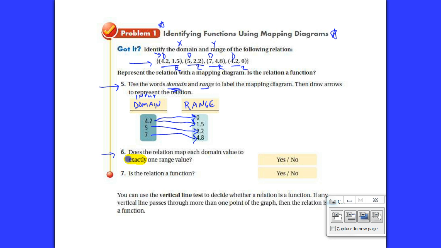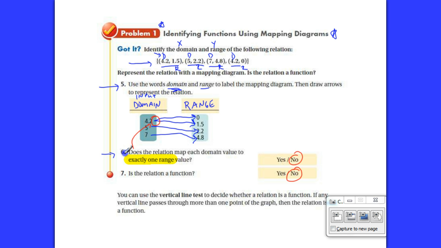word, exactly one range? And if we look right here, we see that the answer is no. Because 4.2, we put that in the machine once and it output 1.5. Then we put it in the machine again, it output 0. Therefore, this is not a function because this one domain output two different ranges.